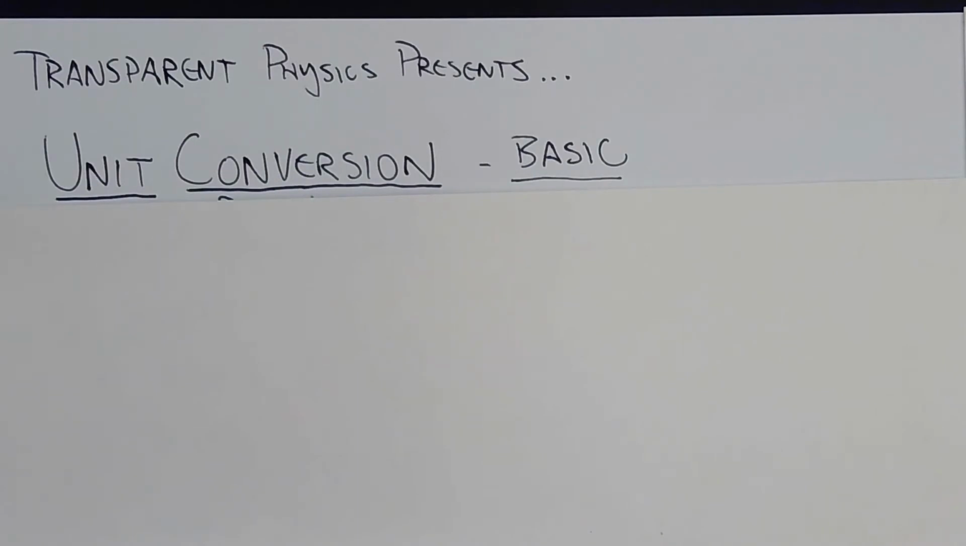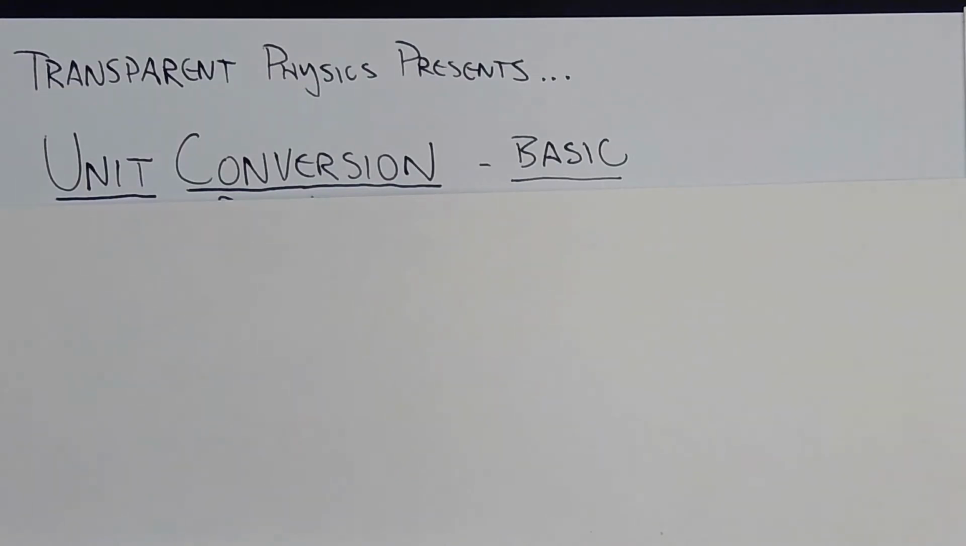This one's on basic unit conversion, and we will have a follow-up lesson to give some more advanced applications. When we're talking about unit conversion, basically it means taking one measurement that has a certain unit and converting it to an equivalent value in another unit, say seconds to hours or meters to kilometers, things like that.